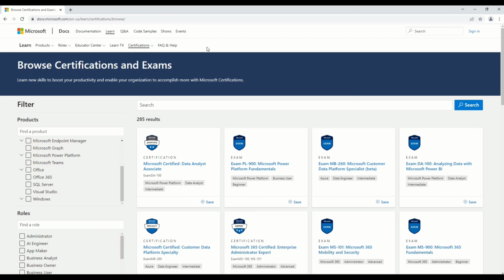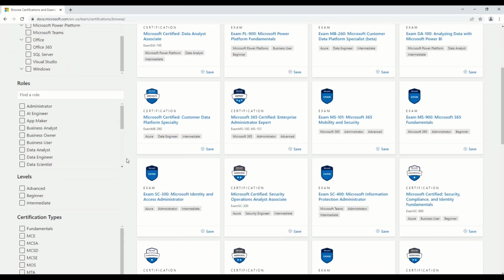Amongst many other questions, there is one question that many of you have asked, and that question is: what is the difference between Microsoft certifications and Microsoft exams? So let's say you come on this Microsoft Learn site, and now you want to browse what are the certifications and different exams that are available.